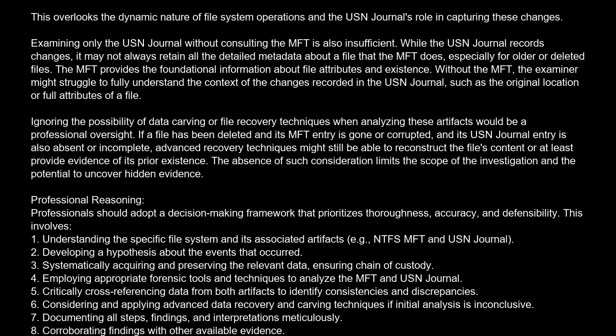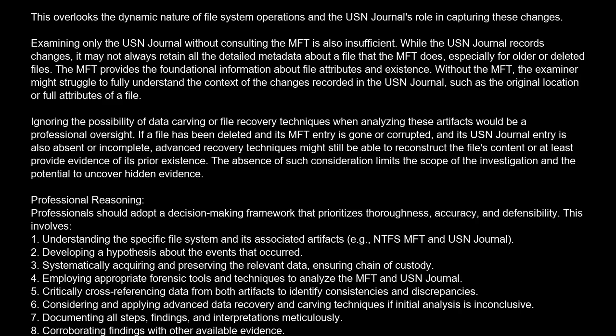Examining only the USN Journal without consulting the MFT is also insufficient. While the USN Journal records changes, it may not always retain all the detailed metadata about a file that the MFT does, especially for older or deleted files. The MFT provides the foundational information about file attributes and existence. Without the MFT, the examiner might struggle to fully understand the context of the changes recorded in the USN Journal, such as the original location or full attributes of a file.